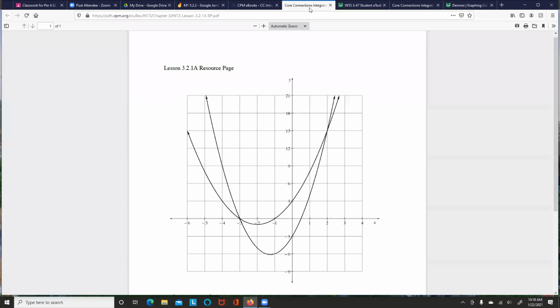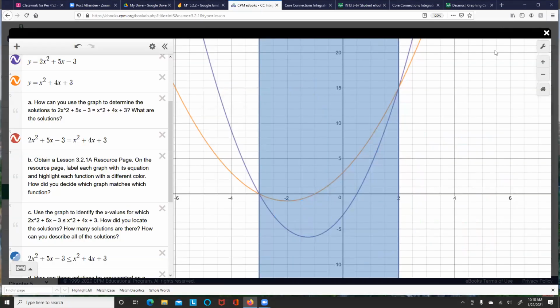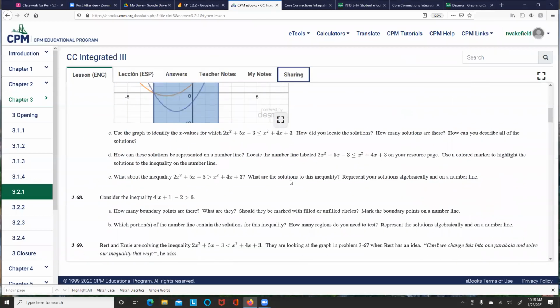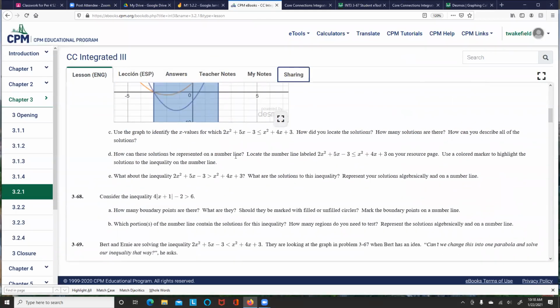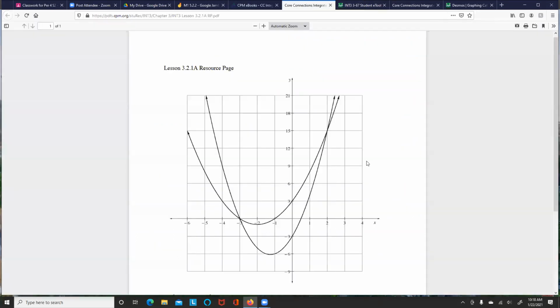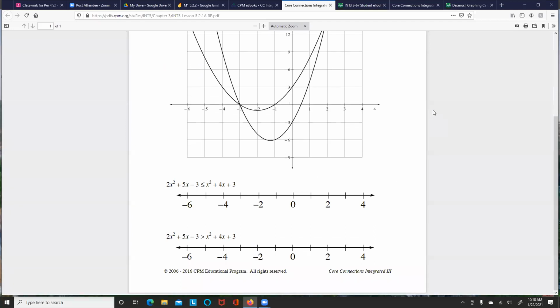And let's go to part D here. How can these solutions be represented on a number line? Locate the number line labeled 2x plus value is less than that on your resource page. Use a colored marker to highlight the solutions to the inequality on the number line. So there's a number line on the bottom of your resource page. Let me see down here, right? And so we need to mark the answers on there.